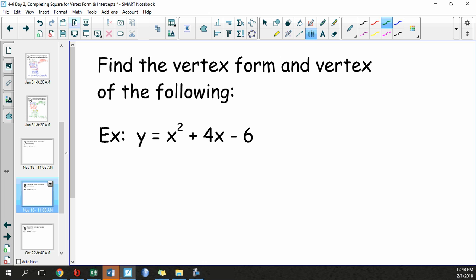Okay? So, here's what we need to do. Our goal is to find the vertex form. What is the vertex form? That is y equals a parenthesis x minus h squared plus k, and the vertex, which is (h, k), of the following. That's your goal. Up, down, left, right, stretch, compress, reflect.